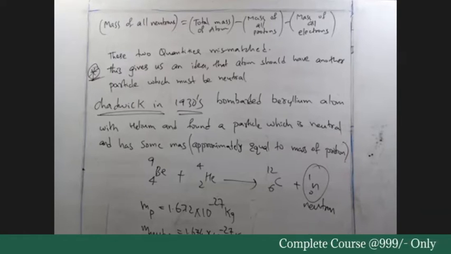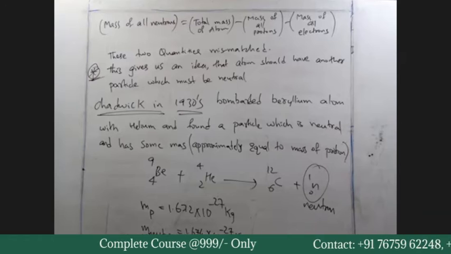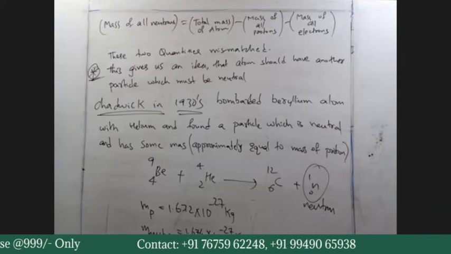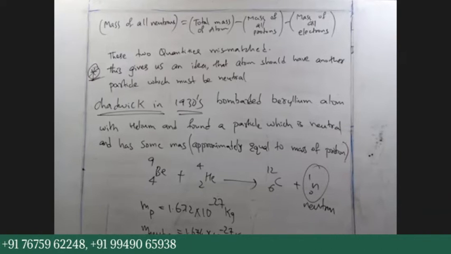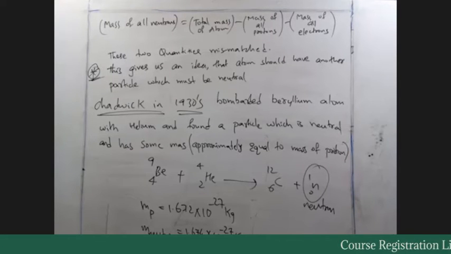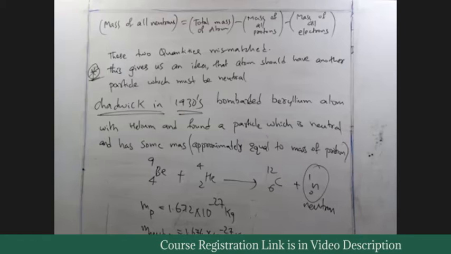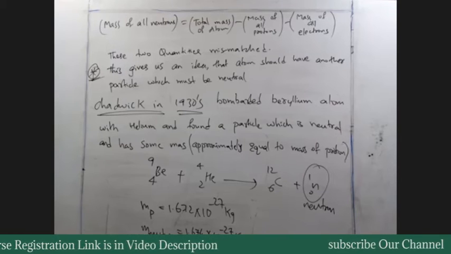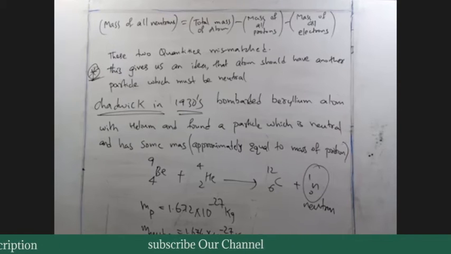Okay, so be prepared with Rutherford's alpha ray scattering experiment. That is your homework for today: Rutherford's alpha ray scattering experiment and the discovery of the neutron. For the discovery of the neutron, just the mass comparisons. So you revise it. Tomorrow we are going to start with Rutherford's model.